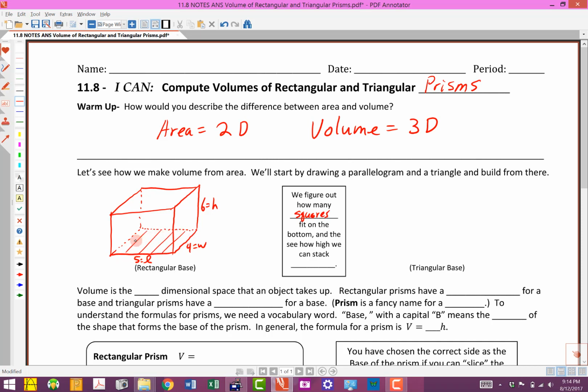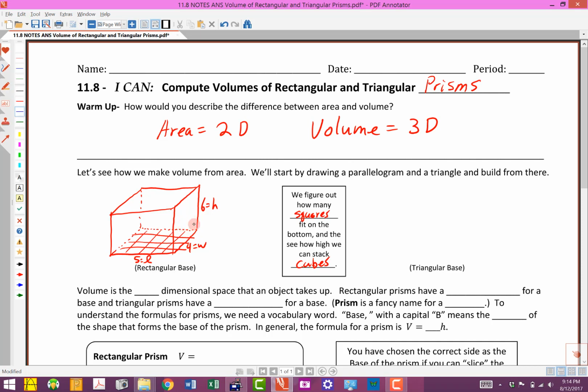Okay, and then we're going to split it in half. So we figure out how many squares fit on the bottom. So if you wanted to go through and count these, there are 5 going this way and 4 going this way. So that would be 20 squares that fit on the bottom. And then we're going to see how high we can stack cubes in there. So we fill the bottom with squares and then we stack cubes going upwards.